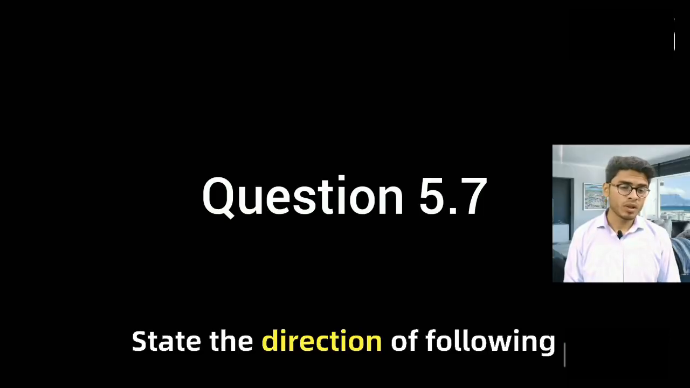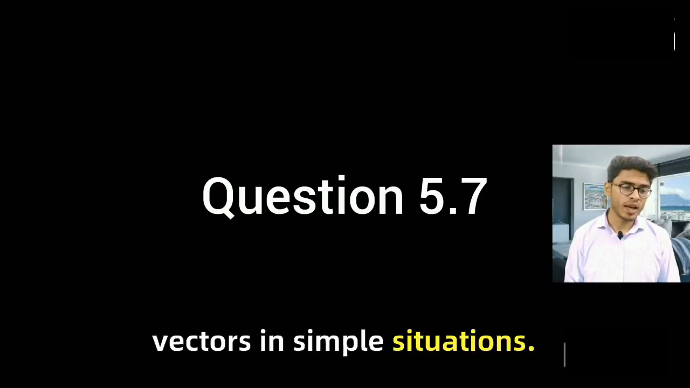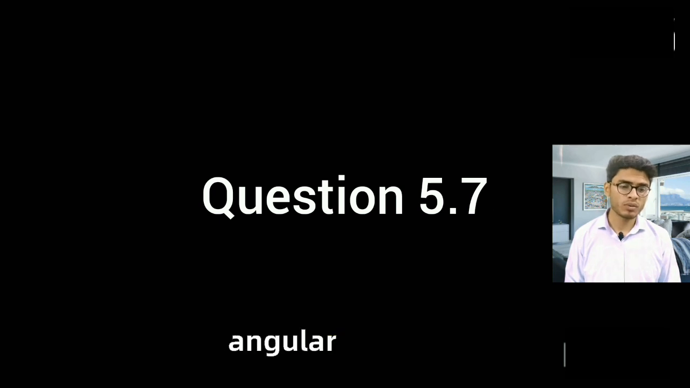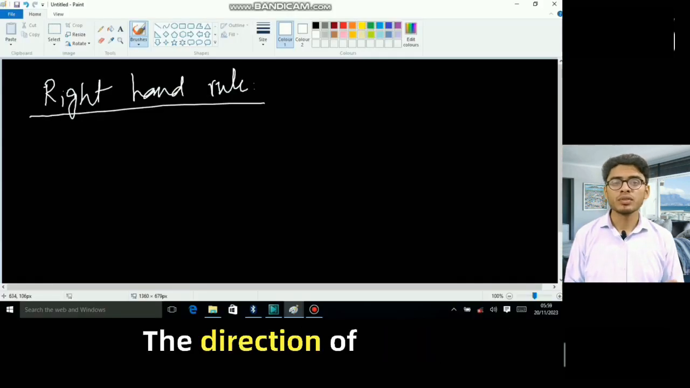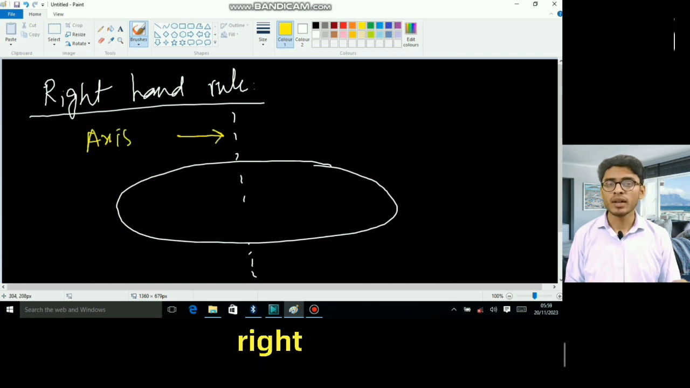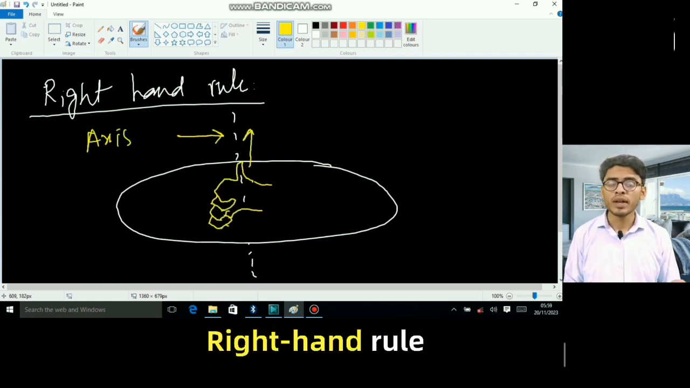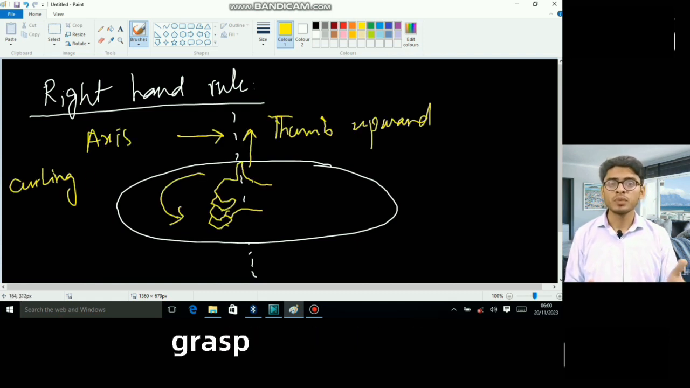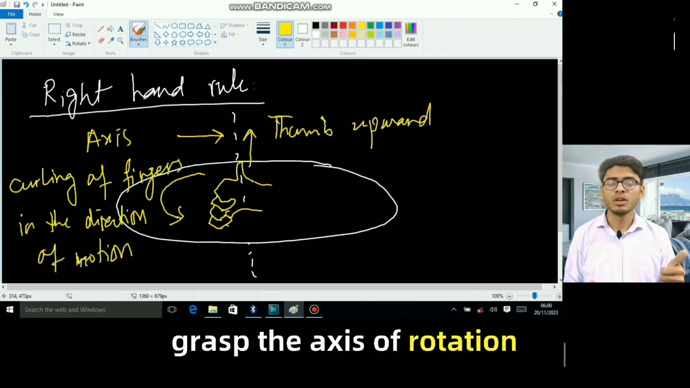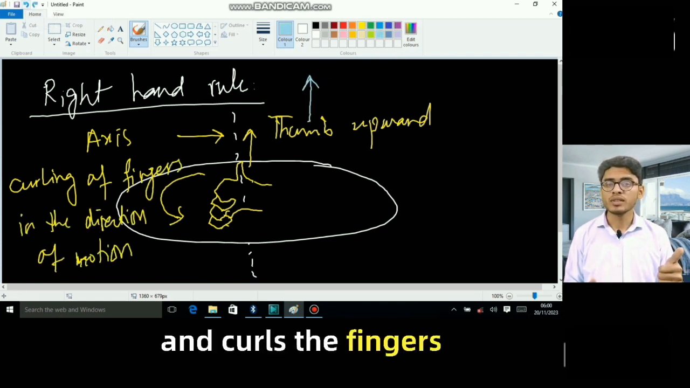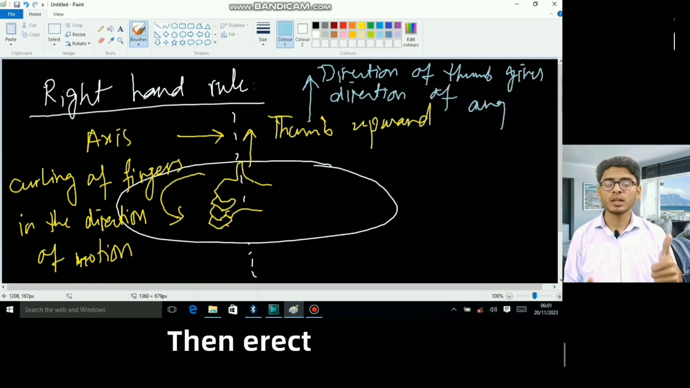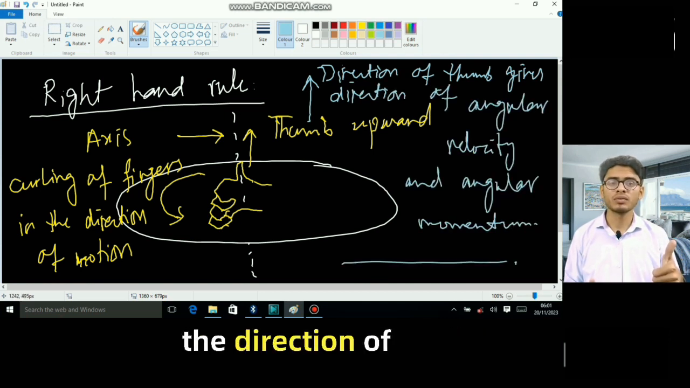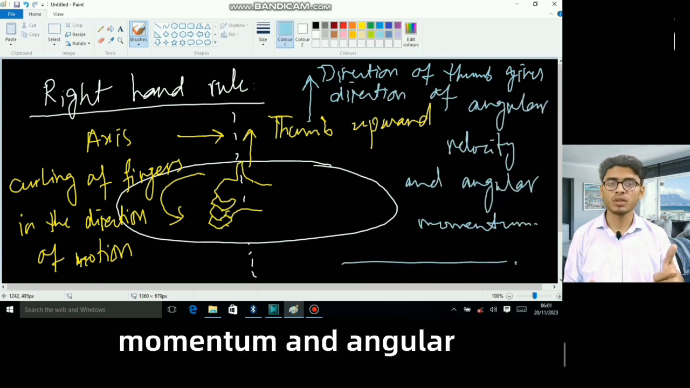State the direction of following vectors in simple situations: angular momentum and angular velocity. The direction of these vectors can be given by right-hand rule. Right-hand rule can be stated as: grasp the axis of rotation and curl the fingers in the direction of rotation, then the erect thumb will indicate the direction of angular momentum and angular velocity.